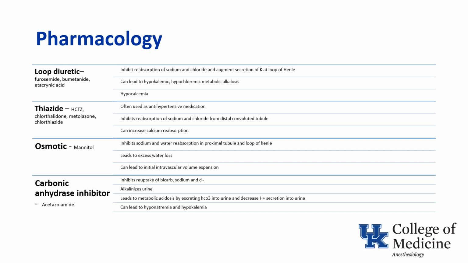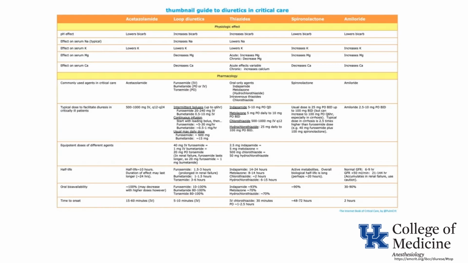The carbonic anhydrase inhibitors can also lead to some hyponatremia as well as hypokalemia, and they work on the proximal tubules. Here's a really good chart that kind of summarizes the different diuretics that we use in critical care. This is from the Internet Book of Critical Care. It's a great resource that you guys should check out.